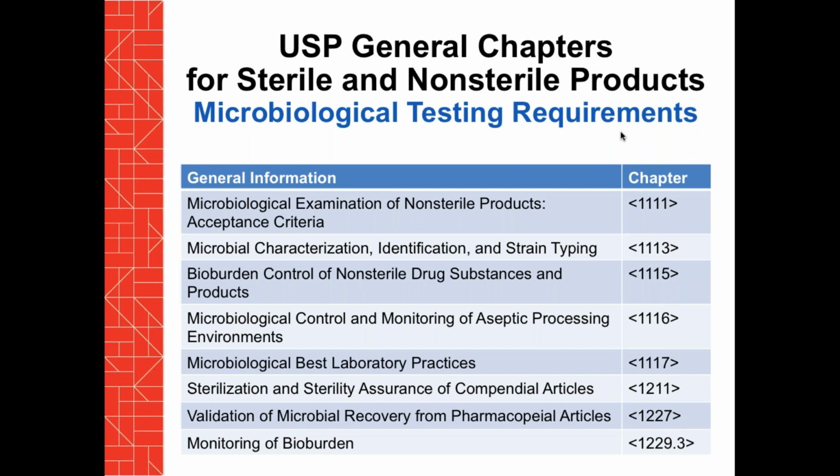Chapter 1229.3 is the monitoring of the bioburden. In this chapter, it discusses the importance of process bioburden testing, monitoring, and sampling, and identification of microorganisms that are recovered, as well as some more on bioburden control. In contrast, 1115 actually focuses on the process bioburden of products that will be sterilized by methods such as filtration, steam sterilization, and radiation.